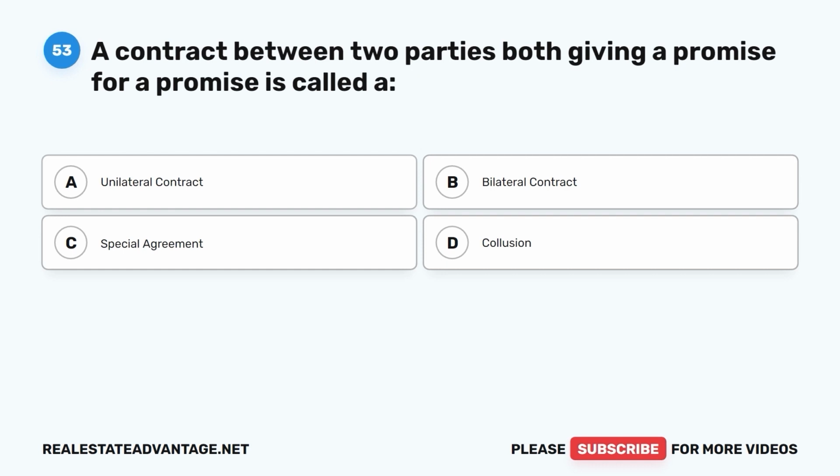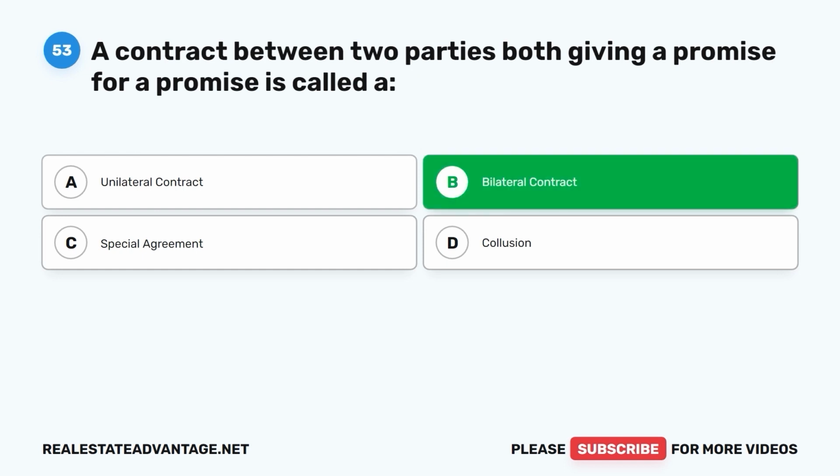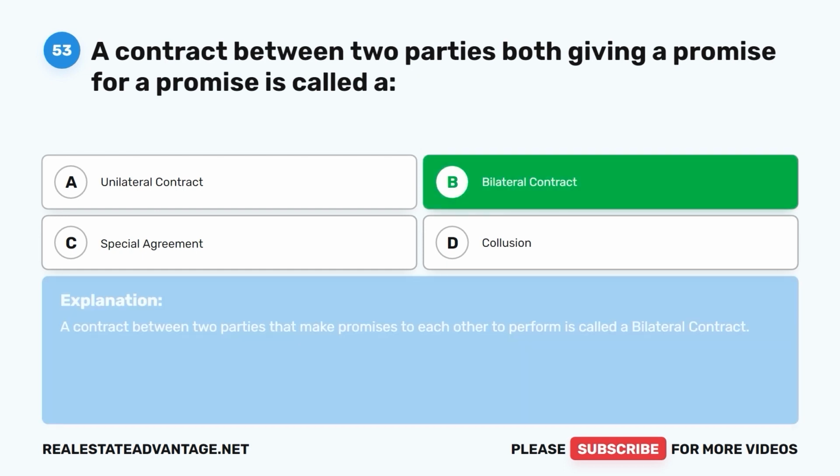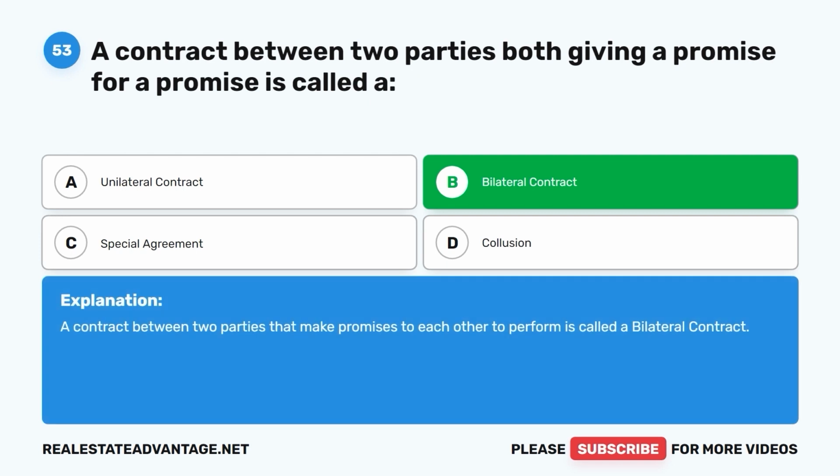Question 53. A contract between two parties both giving a promise for a promise is called A. unilateral contract, B. bilateral contract, C. special agreement, D. collusion. The correct answer is B. Bilateral contract. A contract between two parties that make promises to each other to perform is called a bilateral contract.